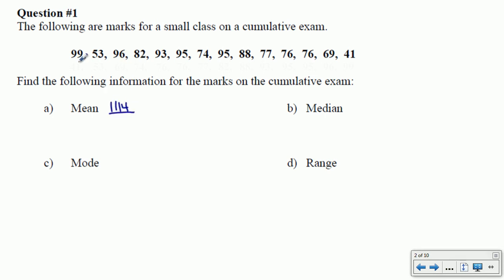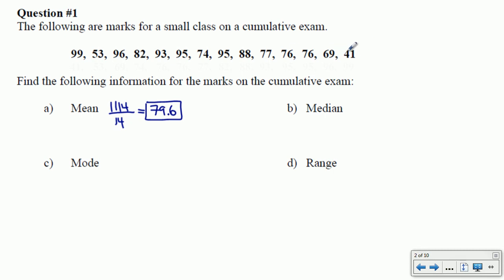1,114. And there are 14 numbers here total. Count them, 1, 2, 3, 4, 5, all the way to 14. And when we do the total divided by the number of numbers, we get 79.6. Now for the median and the mode, it would be helpful if these numbers were arranged in order.